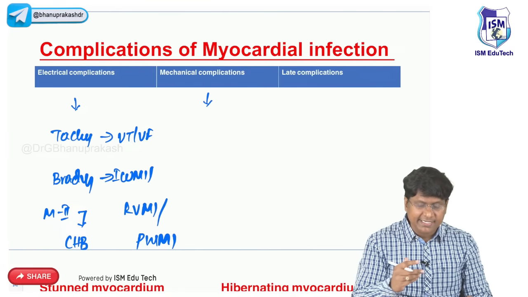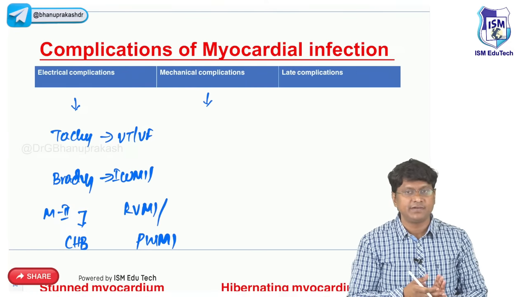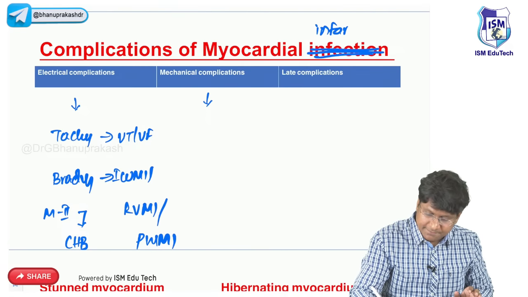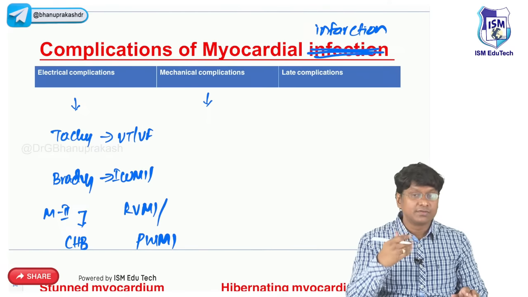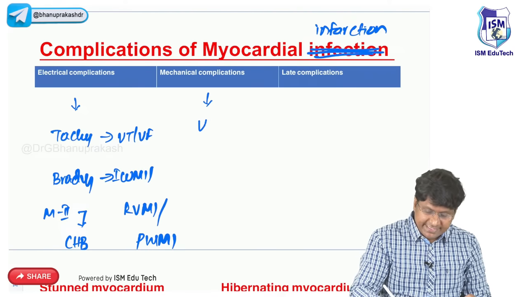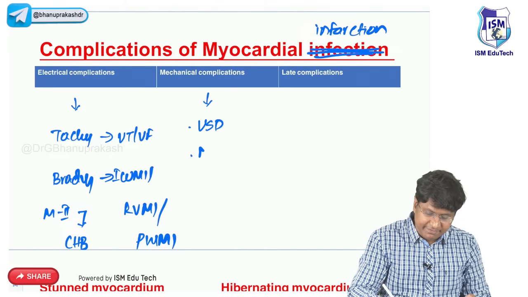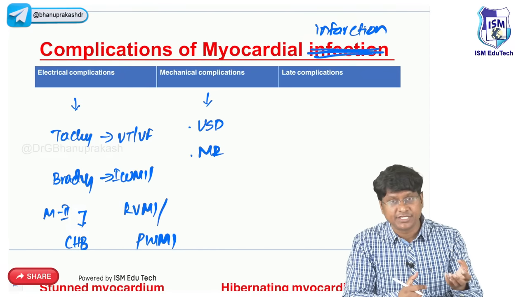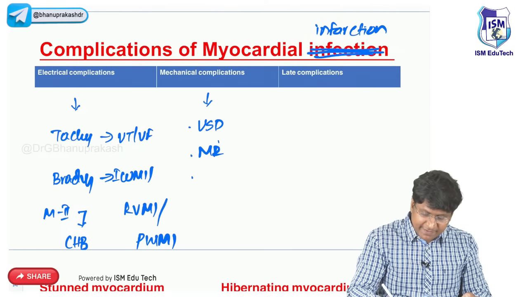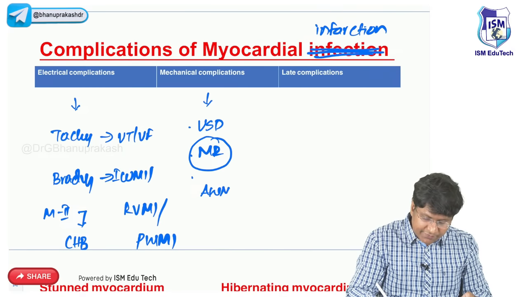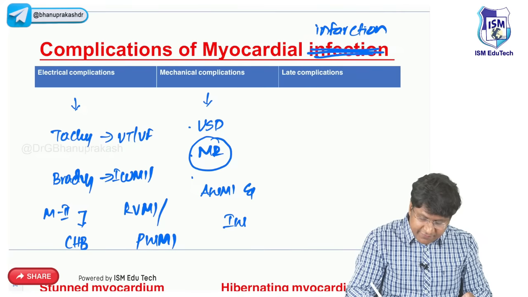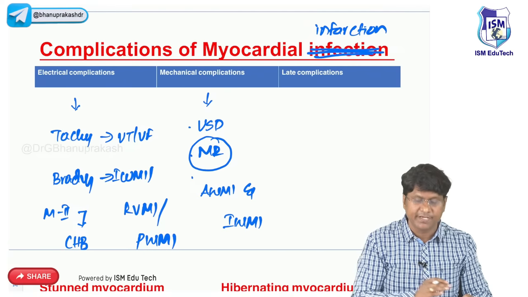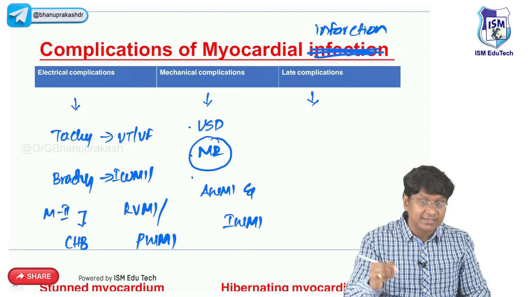Then what are the mechanical complications that you will come across in myocardial infarction? The mechanical complications include the development of ventricular septal defect and mitral regurgitation. And this mitral regurgitation is mainly because of papillary muscle rupture or chordae tendineae rupture. It is very commonly seen in anterior wall MI as well as inferior wall MI. So these are the mechanical or structural complications that you will see in patients with myocardial infarction.